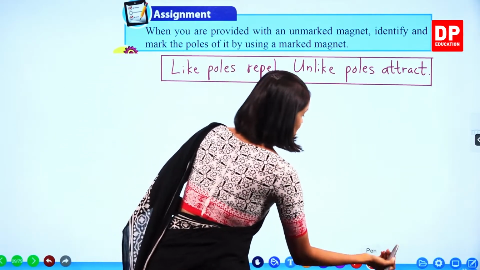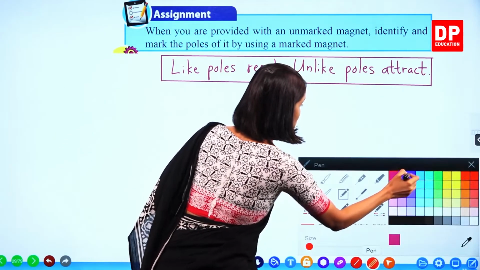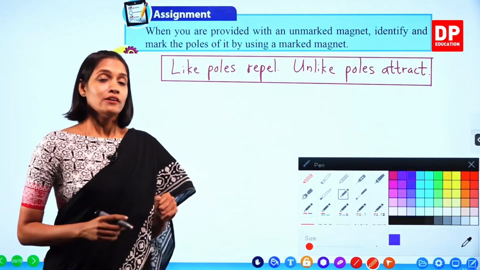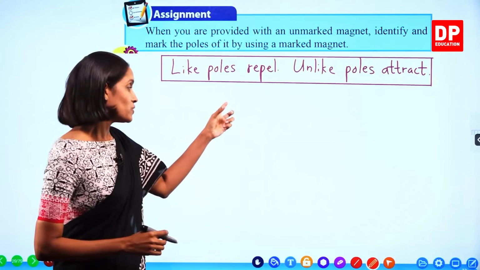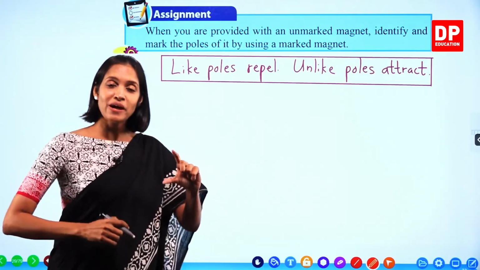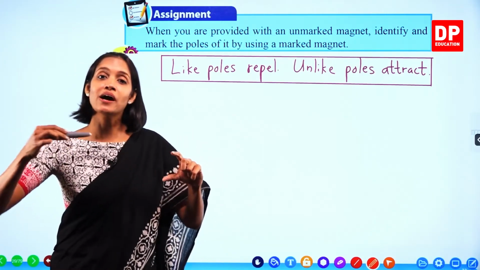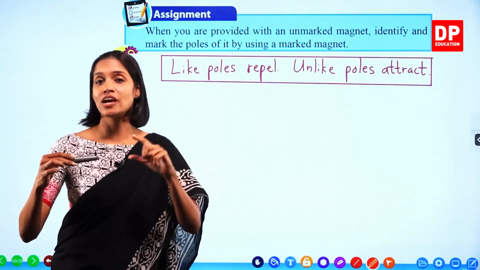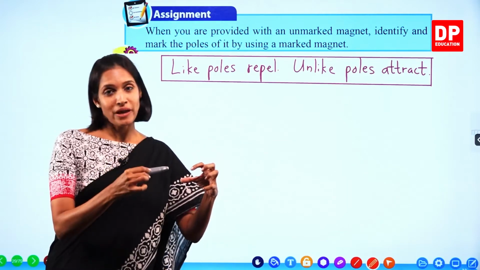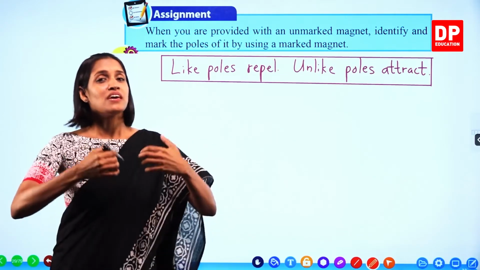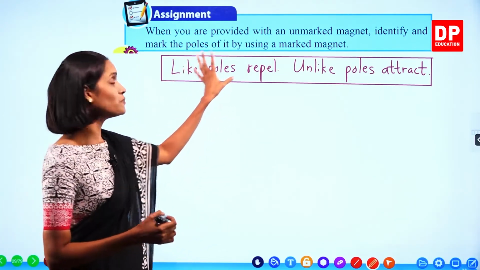So how to do this activity, children? First of all, you can take the unmarked magnet and you can take the marked magnet, right? Let's say that we bring the north pole of the marked magnet towards one side of the unmarked magnet. So what happens if they get repelled? Now we know that like poles repel.